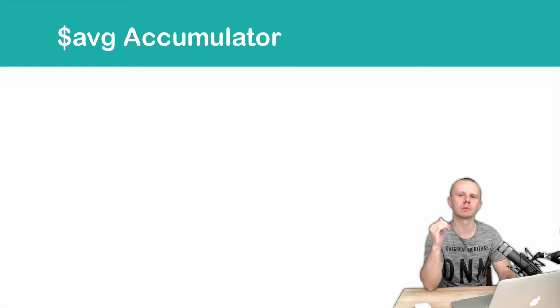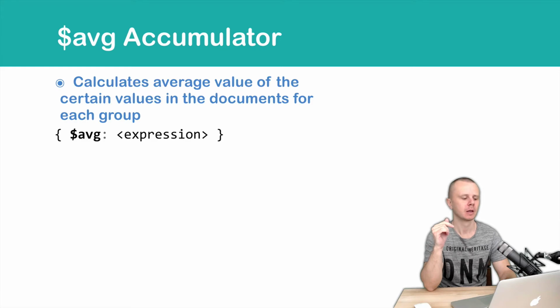Let's discuss one more accumulator, average, or shortly $AVG. The syntax is the following: just $AVG, colon, and expression. Expression, as usual, refers to the field of the input documents. What does this accumulator do? It takes all values of the documents inside one group and then calculates the average value.